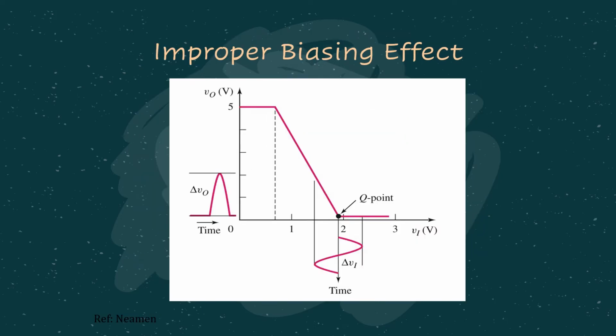In contrast, let's have a look if the signal is not biased properly. So for example here, this AC signal lies between the active as well as the saturation region. So when we amplify this particular signal, we are going to get some kind of a distorted amplified signal. Yes, it's amplified, but somehow we are not getting a full amplification. So this is the effect of improper biasing.